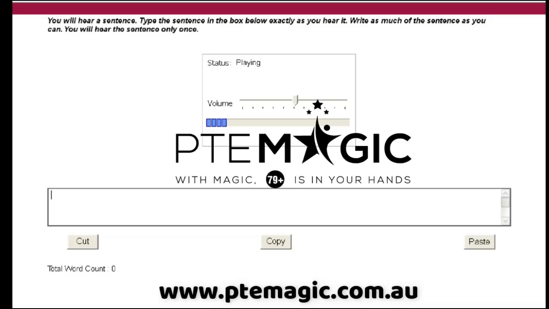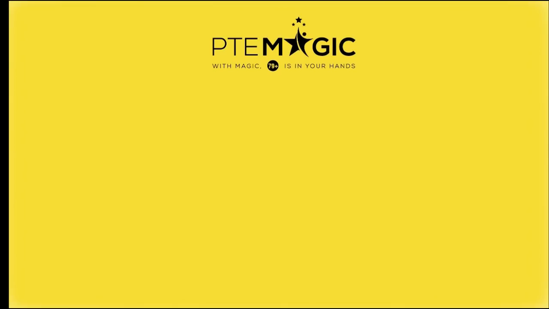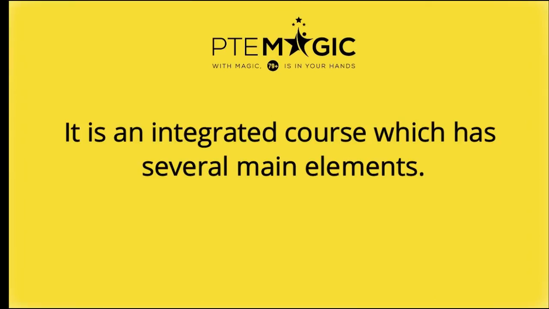It is an integrated course which has several main elements.